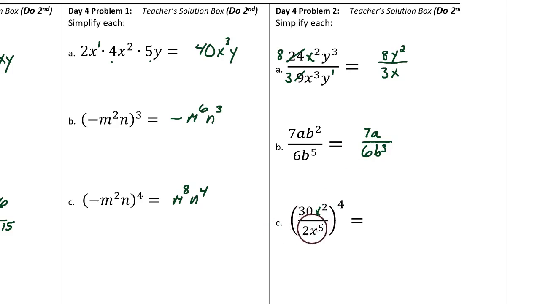Question C. Take everything in the parentheses and raise to the fourth power. Or your other option is simplify in the parentheses to make it as small as possible and then raise to the fourth power. I'm going to go with that second option. 30 divided by 2 is a 15. X squared divided by x to the fifth is x cubed, but in the bottom. And it still has an exponent of 4 on the outside. Now I'm going to take the numerator and denominator of that fraction and raise to the fourth power. So on top, 15 to the fourth power. And on the bottom, x to the 12th power.